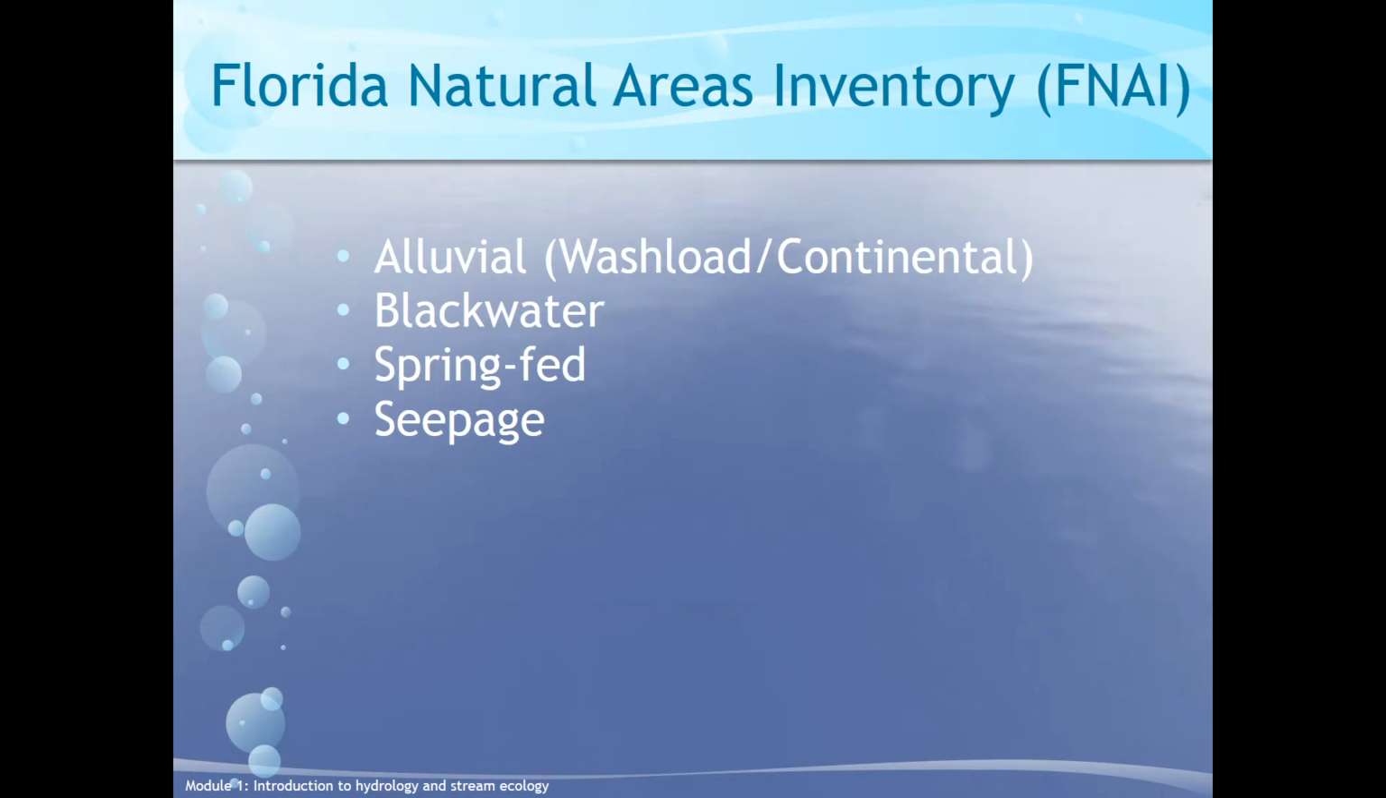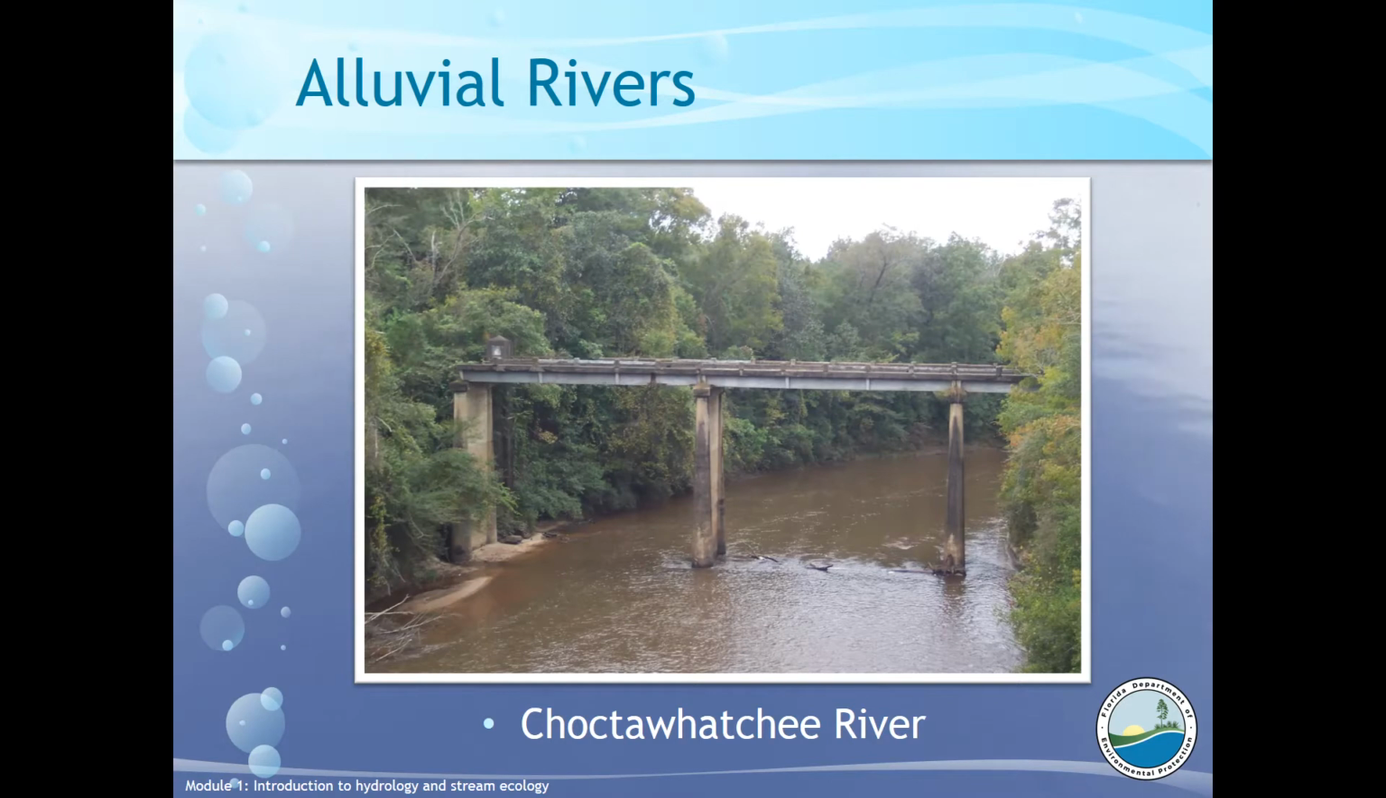The Florida Natural Areas Inventory, FNAI, developed a simple system for classifying Florida streams into four major types: alluvial, sometimes referred to as wash-load or continental, blackwater, spring-fed, and seepage. Alluvial, if you notice, is similar to the word alluvium that we just defined, and it gives us a clue about the nature of these systems, in that they carry large amounts of sediments, often resulting in higher turbidity or suspended solids in the water column. And for this reason, these systems are sometimes referred to as wash load.